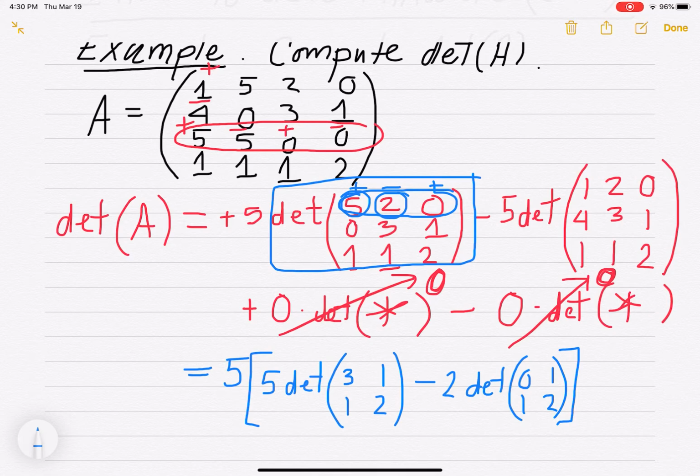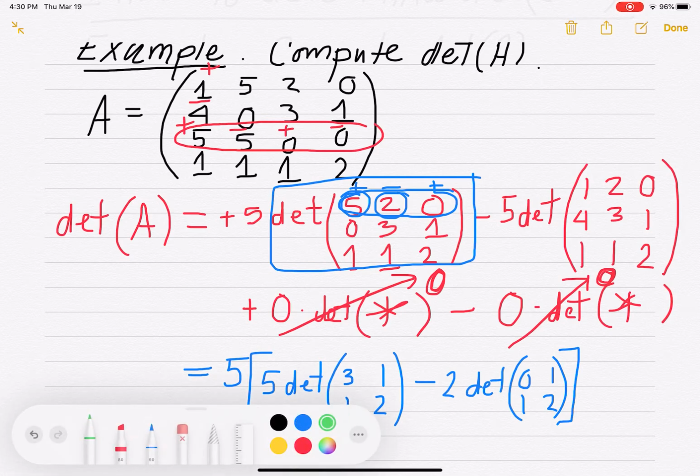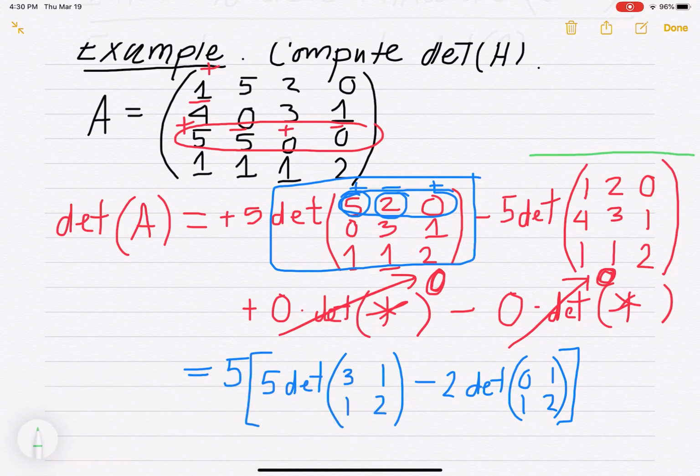Okay, and then I have to go on, and I have to do the next determinant. Let's do that in green. I have to do the determinant of this second submatrix from earlier. It's like 1, 4, 1, the first column, 2, 3, 1, second column, 0, 1, 2, third column. Let's scroll a little bit.